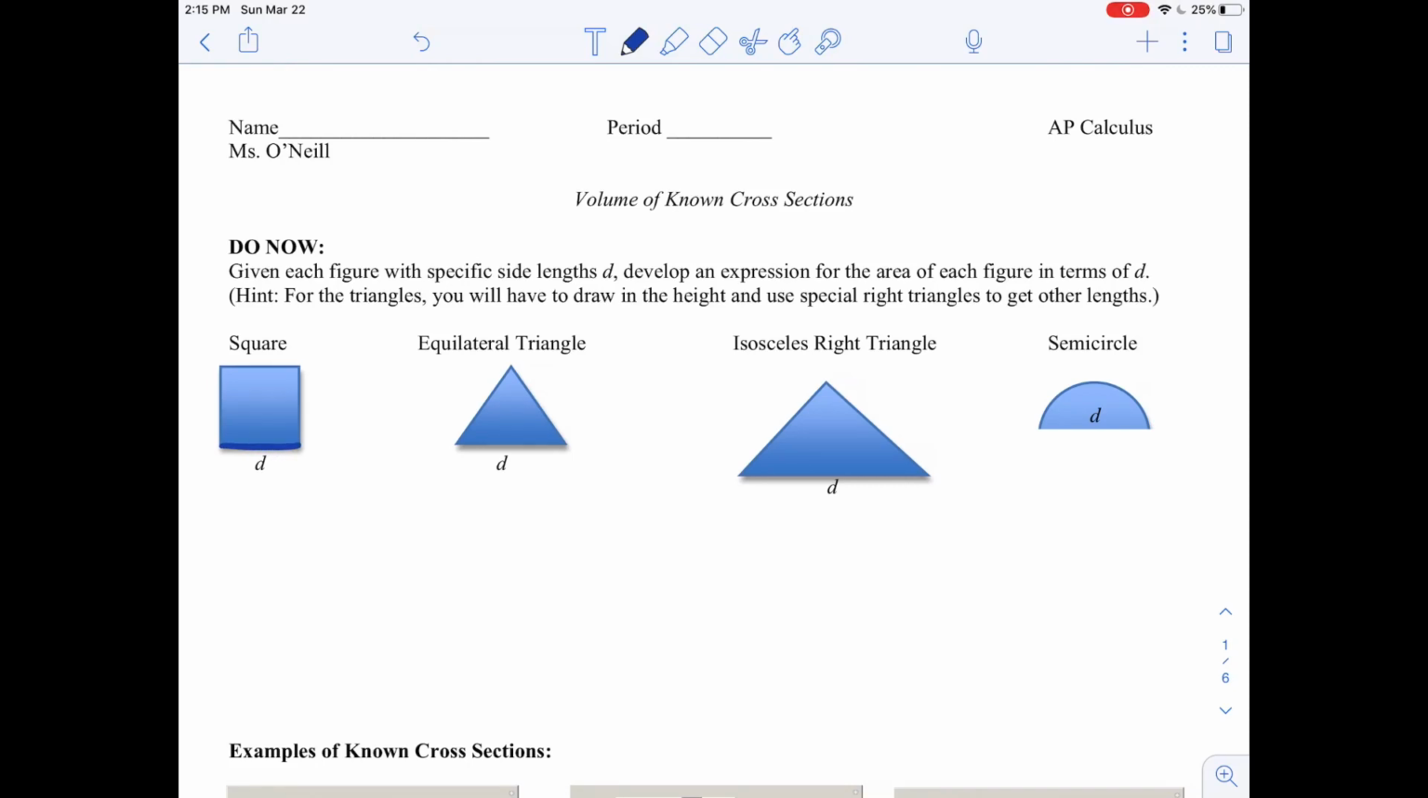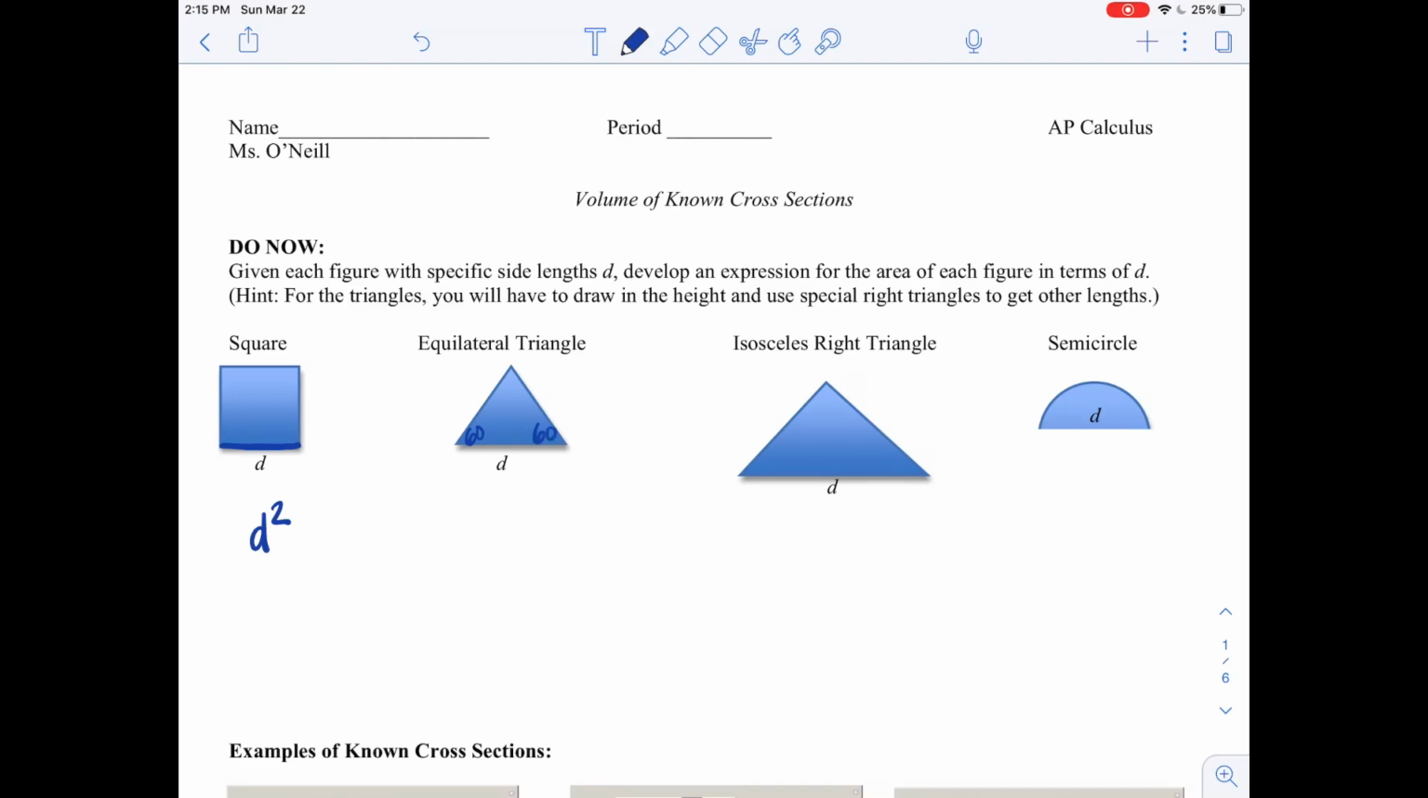So just knowing this side length is d, what will be the area of that square? Well, obviously area of a square is length times width, so that comes out to be d squared. Okay, I would say that's a pretty important known cross-section formula because that's going to come up in almost every single situation we're going to work on today.